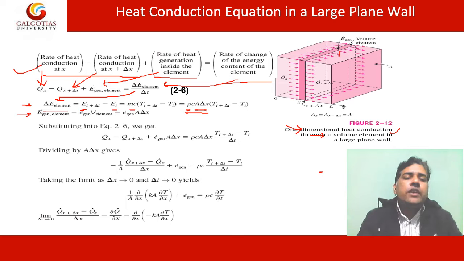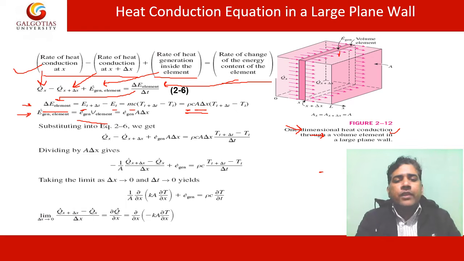Energy generated within the element can be given as e generation into V, the volume of the element. Small e gen is the heat generated per unit volume, and this small e gen into the volume of the element, which is A into delta x. Okay, now put these values. Put the value of the energy change of the element over here, and the energy generation within the element over here.